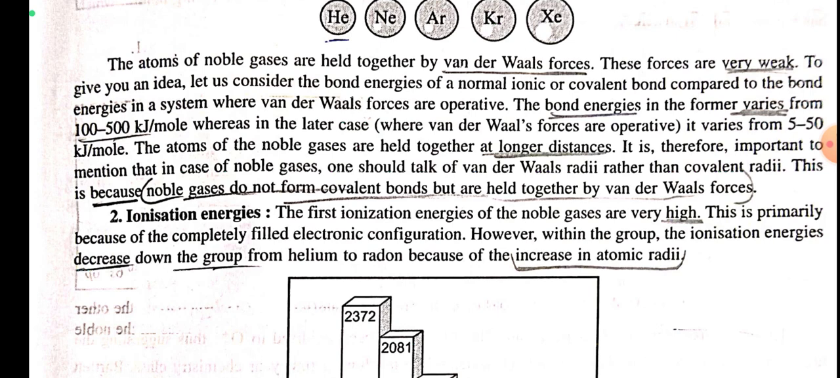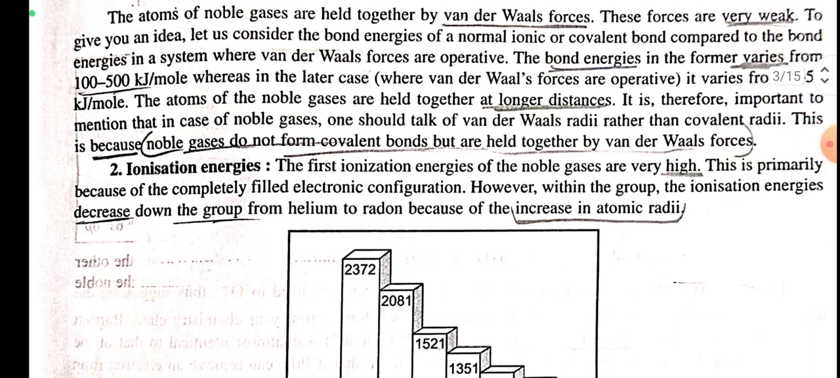The atoms of the noble gases are held together by van der Waals forces. These forces are very weak. To give you an idea, let us consider the bond energy of a normal ionic or covalent bond compared to the bond energy in a system where van der Waals forces are operative. The bond energy in the former varies from 100 to 500 kJ per mole, whereas in the latter case it varies from 5 to 50 kJ per mole.